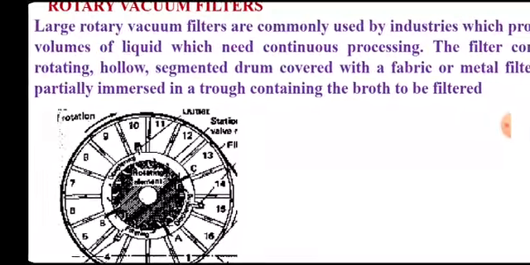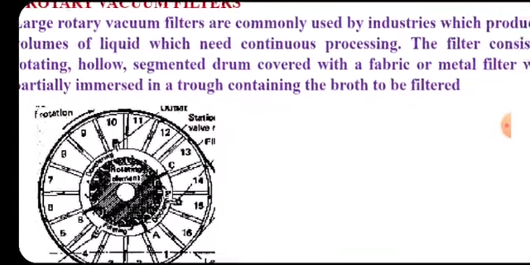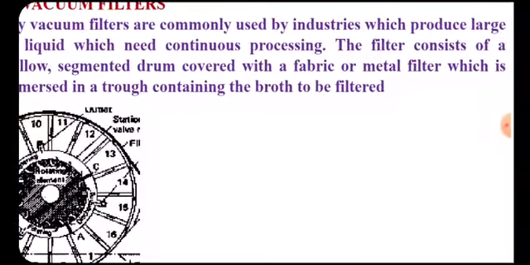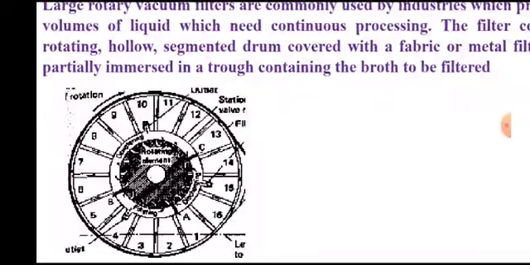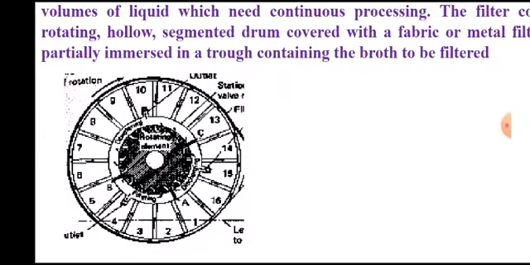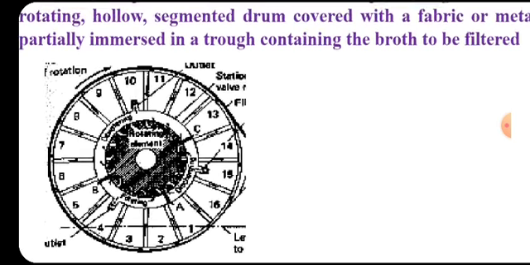hollow segmented drum covered with a fabric or metal filter. So it is a rotating drum, inside which you can see it is hollow and it has compartments. That means it has septation, or it is a segmented drum. There are chambers which are numbered from 1 to 16. You can see in this diagram these are the chambers, and at the center there is application of vacuum.